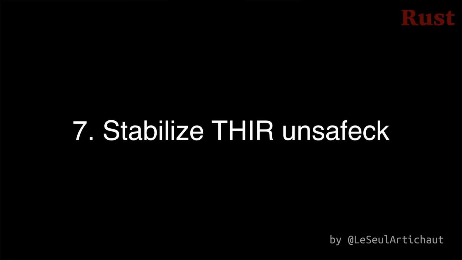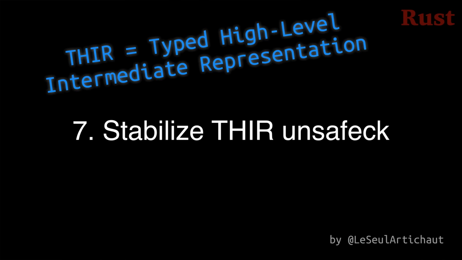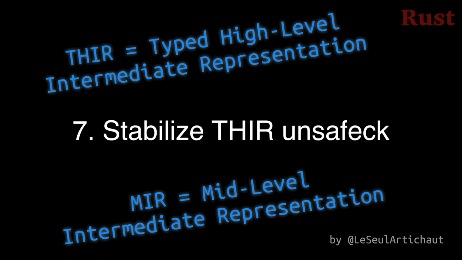Number 7. The new unsafety checker has been stabilized. The unsafety checker is part of the compiler internals. It now uses THIR, or typed high-level intermediate representation, instead of MIR, or mid-level intermediate representation, to do its thing. This feature has been in the works since 2021. I looked for any description of what the effect of this change would be, and all I found was performance tests that showed it was significantly faster. So there you go.